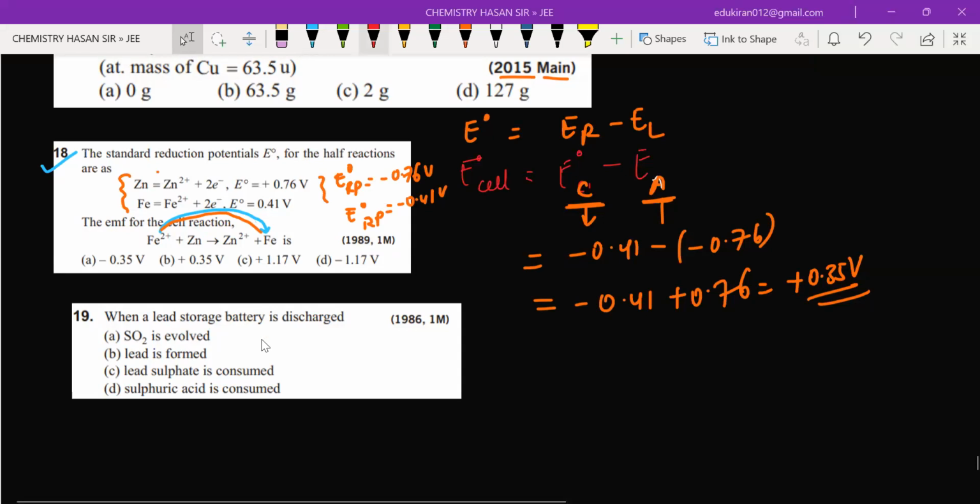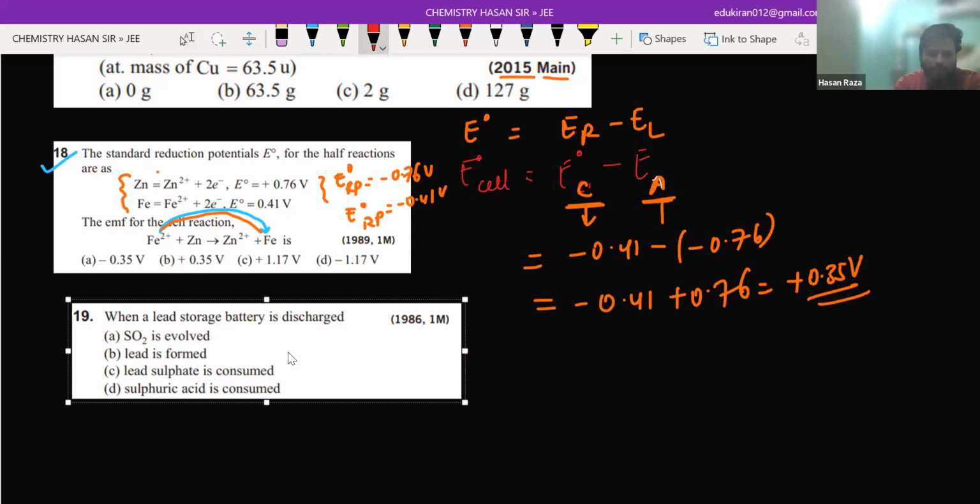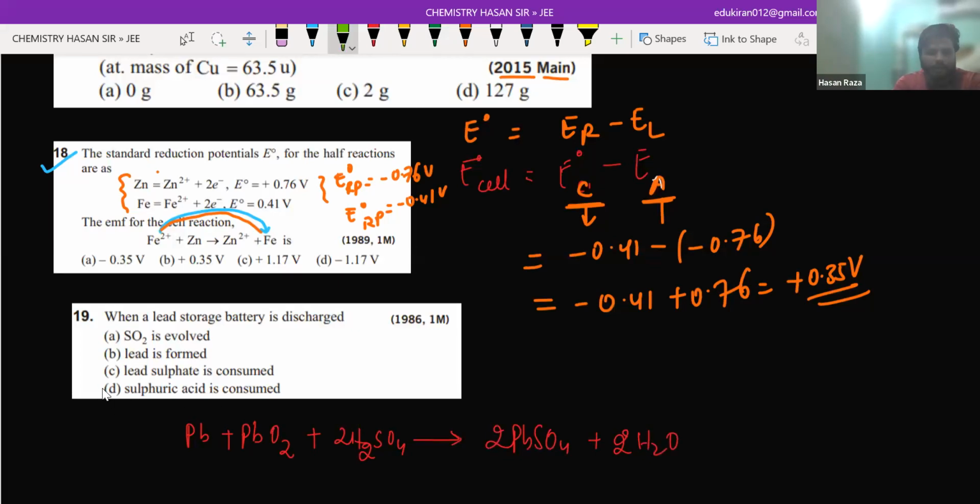Okay, if you see in your notes, the overall reaction of the lead storage battery will be Pb plus PbO2 plus 2H2SO4, that will give you 2PbSO4 plus 2H2O. So basically, in this lead storage battery, sulfuric acid is consumed. The rest will be as it is. Lead sulfate is formed, not consumed. H2SO4 will be consumed. Is that clear?